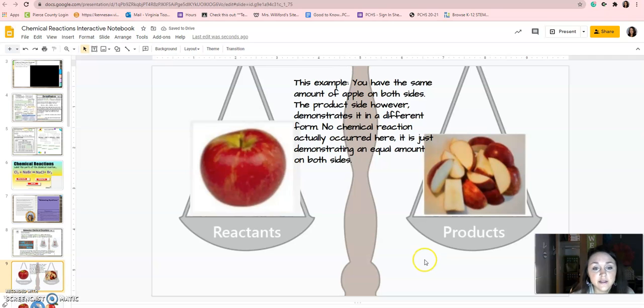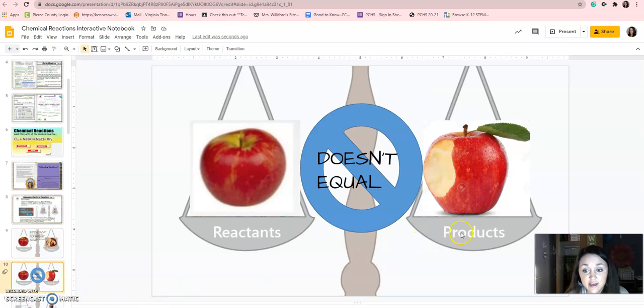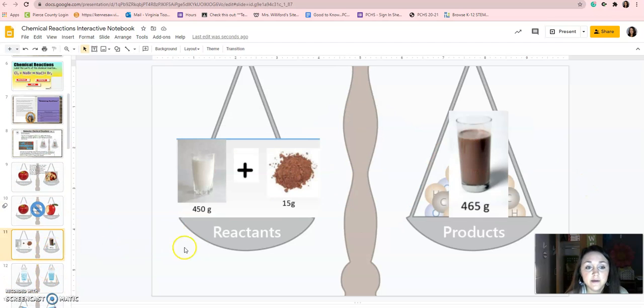So like, look at this one. You have an apple, you cut it up. Same thing, law of conservation of mass. Mass is here, same mass here. But if you eat the apple and it goes away, there's not the same amount. So we need to be sure that our reactants, milk plus chocolate, gives you chocolate milk, okay?